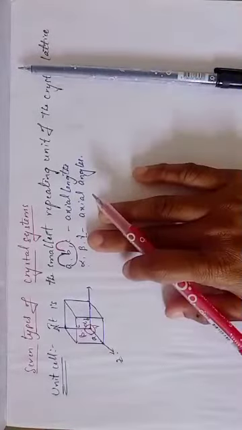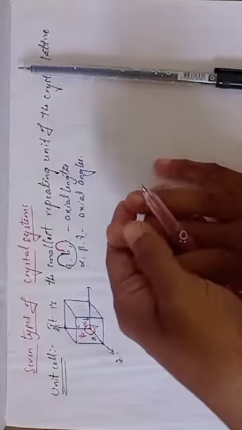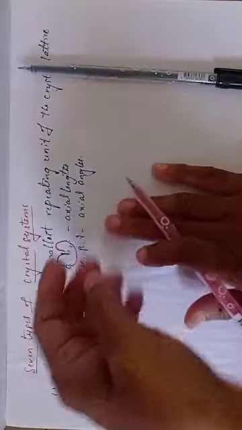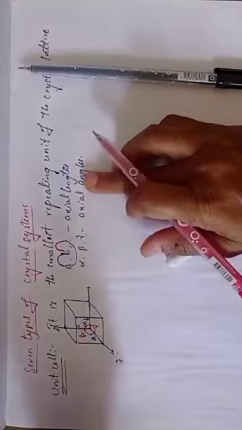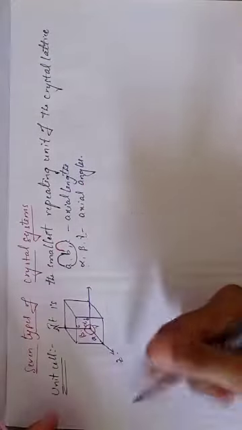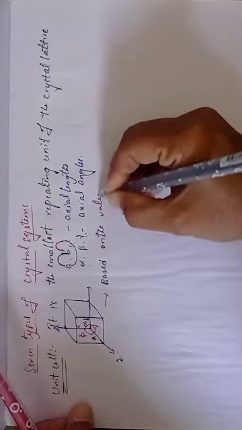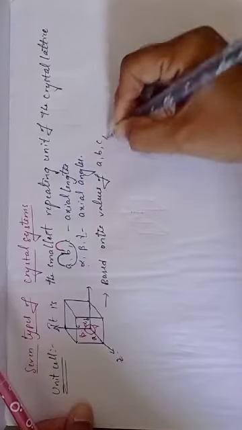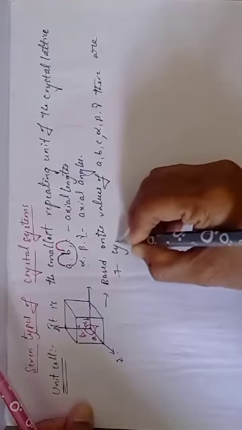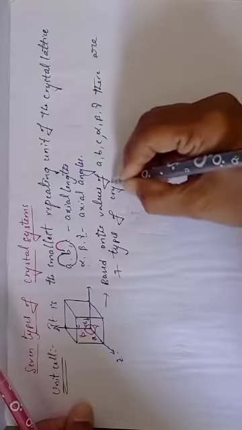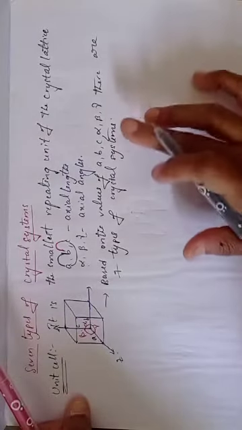Now based on the values of ABC, alpha, beta, gamma, there are seven types of crystal systems. Okay, students, how many types? Based on the values of alpha, beta, gamma, there are seven types of crystal systems. Understanding, students, there are seven types of crystal systems.